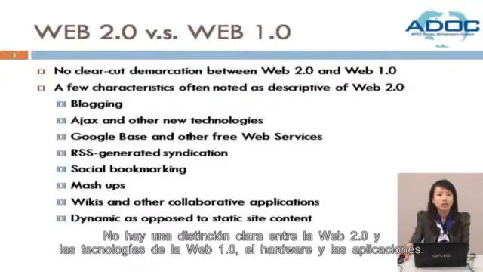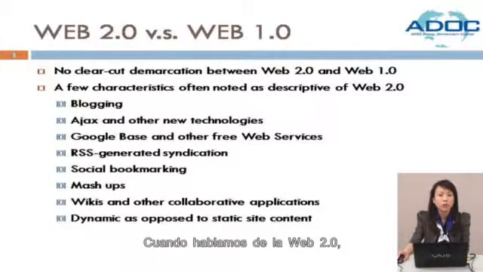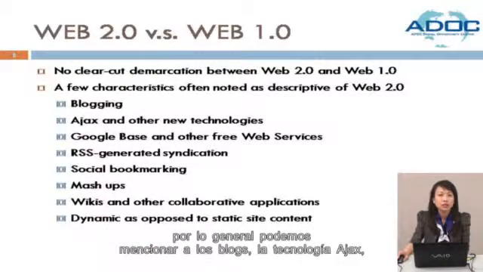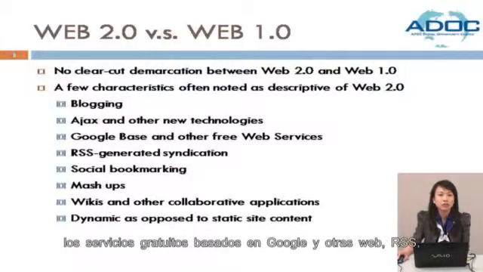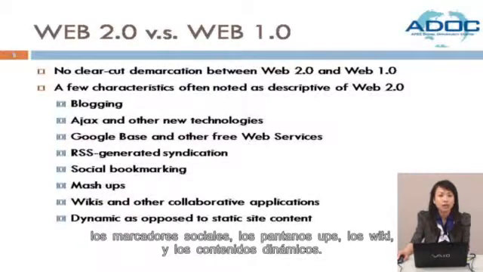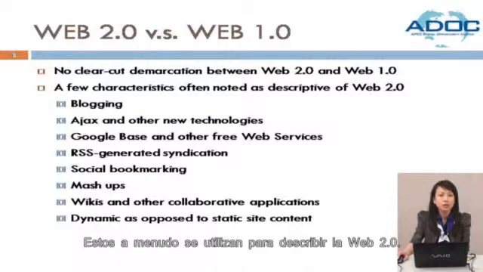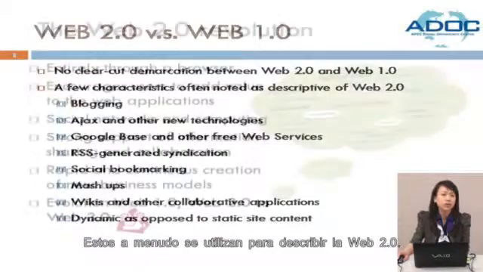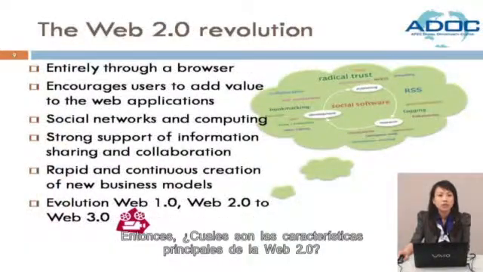There is no clear distinction between Web 2.0 and Web 1.0 technology, hardware, and applications. When we talk about Web 2.0, we generally mention blogging, Ajax technologies, Google-based and other free web services, RSS, social bookmarking, markups, wikis, and dynamic content. Those are often used to describe Web 2.0. So, what are the major characteristics of Web 2.0?